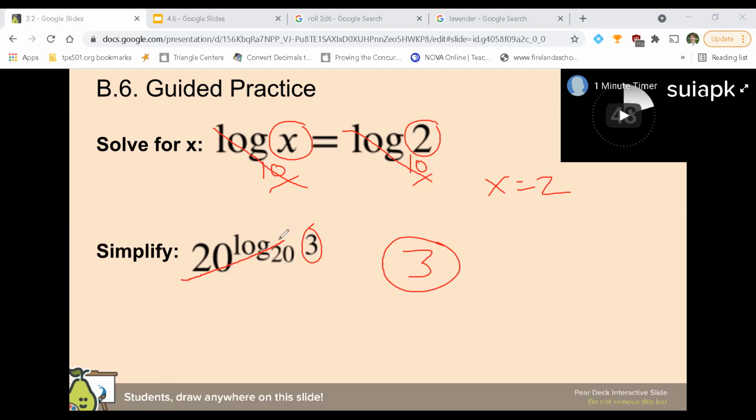Does everyone see why the second one cancels out? If not, what this is asking, if you did this, you would say 20 to the what power is 3? I don't know what that number is. But whatever that number is, let's say it's like -3. That's not the answer, but let's just say it's -3. Then I would take that answer, -3, and I would raise 20 to the -3. But what is 20 to the -3?